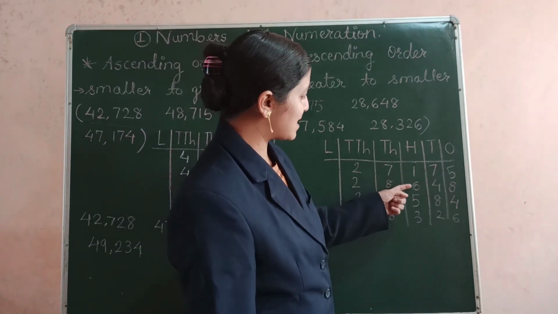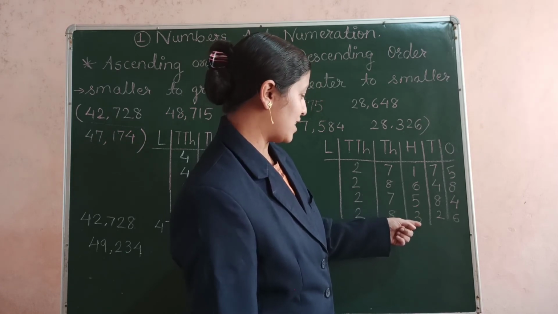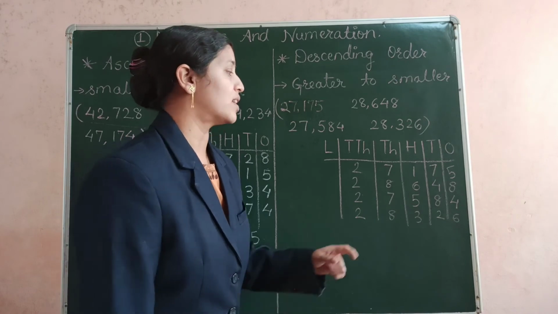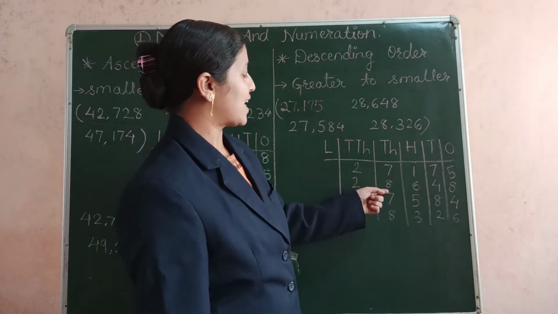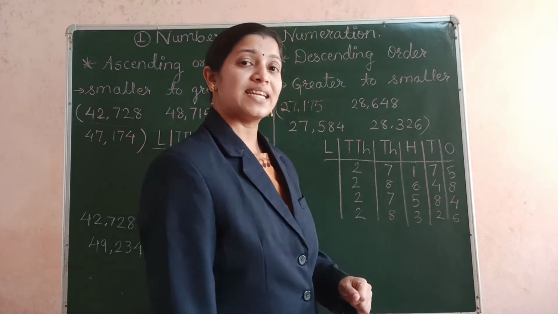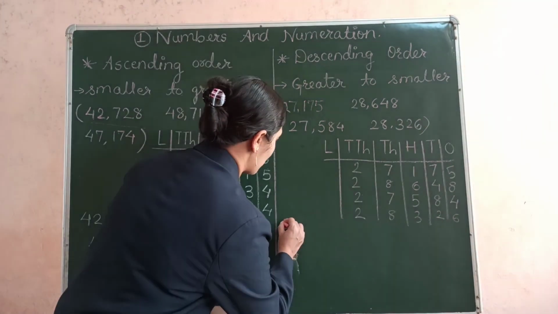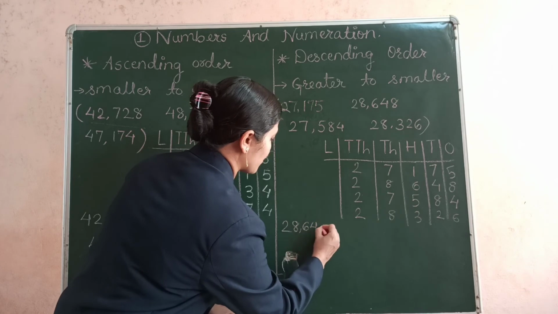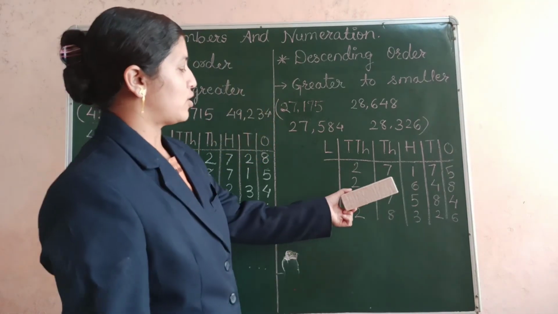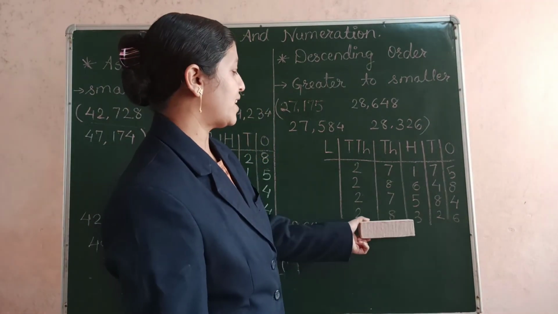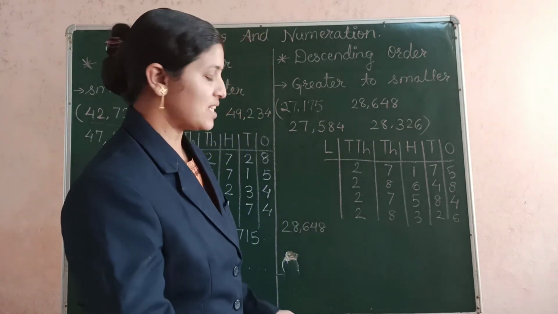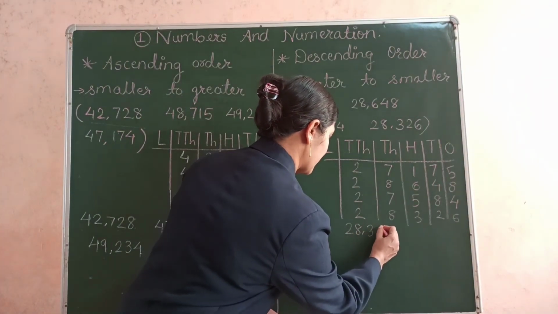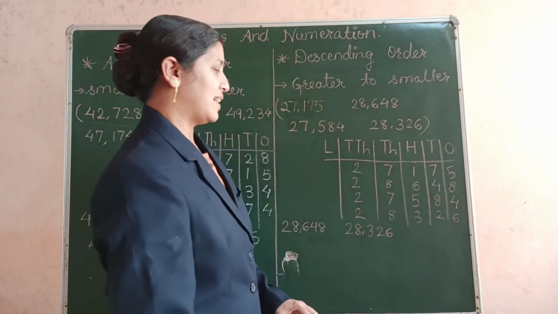Here you can see 6, and in this hundreds place we have 3. So 6 is a greater number. It shows that 28,648 is the greatest number. So I will write it down, 28,648, and it is clear that this 28,326 will be the second. So 28,326 is the second greatest.